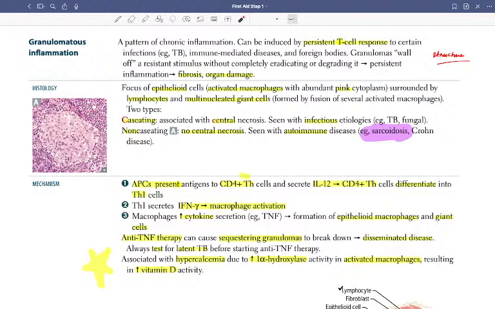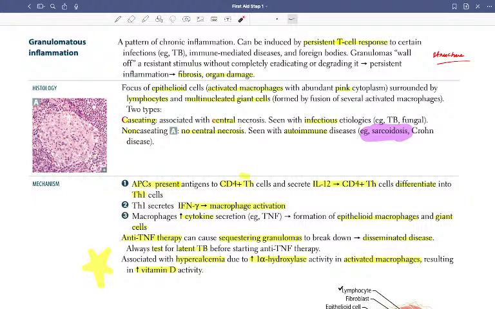The T helper cell, CD4 plus cell, with antigen presenting, secretes interleukin 12. Interleukin 12 differentiates the CD4 helper into a T helper 1 cell. T helper 1 secretes IFN gamma. IFN gamma is macrophage activation. Macrophages increase cytokine secretion, with formation of epithelioid macrophages and giant cells.